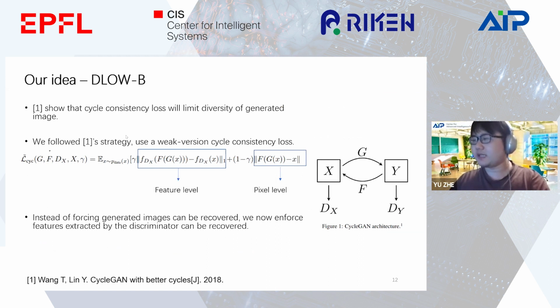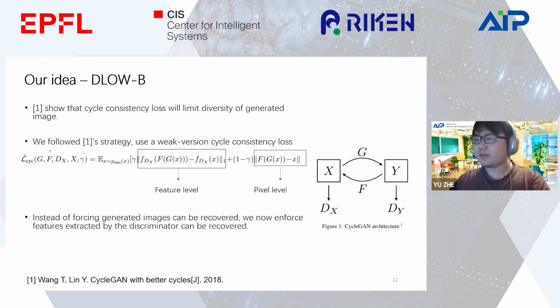Since the DLO model is built on the cycle-GAN model, this is also the reason that limits the diversity of the DLO models. Hence, we follow the paper one strategy and use a weak version of the cycle consistent loss to replace the original cycle consistent loss. The main idea of the new loss is that instead of forcing the generated images to be recovered, we now enforce that the features extracted by the discriminators can be recovered.